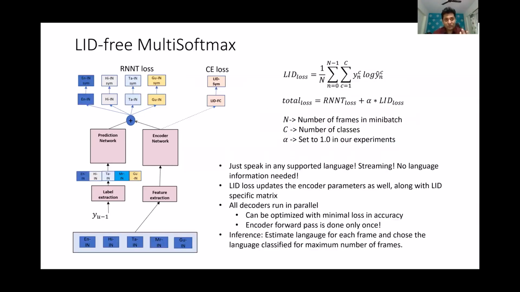The extension of the multi-softmax to the LID-free model is obtained by having an auxiliary LID model as shown here. During the training, the loss is a combination of the RNN-T loss and the LID loss. During inference, 4 different decoders, or beam search decoders, are run, 1 per language in this case, and the output corresponding to the language which has the highest probability as obtained from the LID classifier is chosen as the final output.